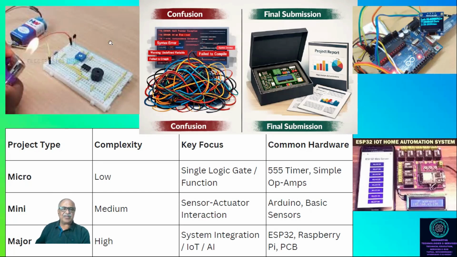First, you have to make it on a breadboard. This is a very simple one, that is, we call this a micro project. Very basic components we have used here. So this is a micro project. There is a confusion about how things will be submitted and all. Here you can see in the corner on the top, this is a mini project, and I have taken a major project, that is ESP32 IoT home automation, over here. I will show you.